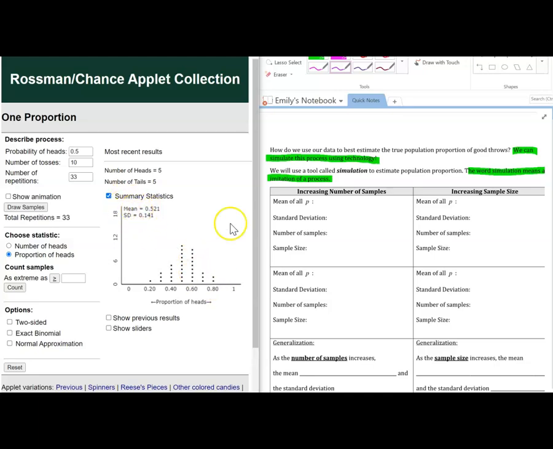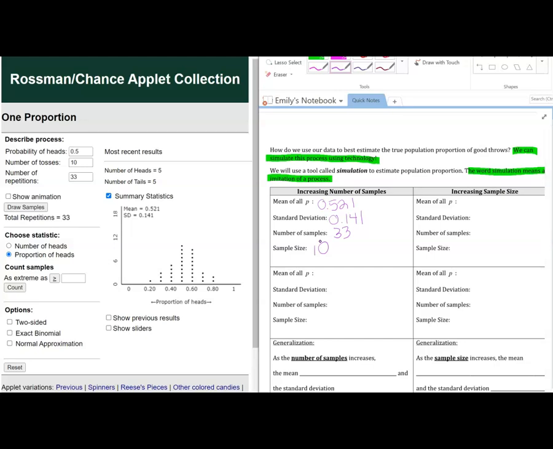So I'm going to take this data and copy it over here. Now, for mean of all p-hats, from this I want you to write 0.521, and the standard deviation was 0.141. The number of samples, so that's how many dots I put here, was 33, so that I could compare it to what we did in class or in this video. And the sample size was 10, because each dot is representing 10 baseball players and then the proportion of those that are good throwers.